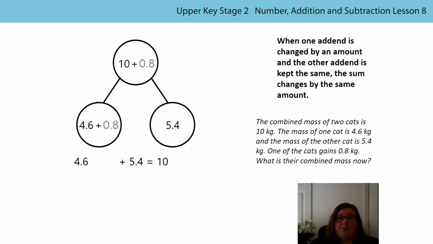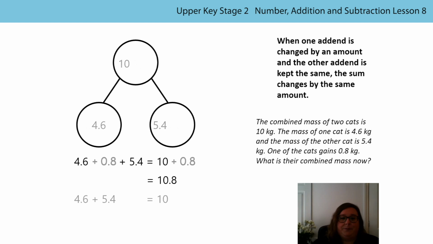So even though these are decimal numbers, the maths we had to do is quite straightforward. I just need to jot down what 10 add 0.8 is. Let's have a look at what that looks like in our equation. So 4.6 add 0.8 add 5.4 is equal to 10 add 0.8. I could have added it to the other addend, and this is what this would have looked like. 4.6 add 5.4 add 0.8 is equal to 10 add 0.8. As you can see, whichever addend I chose to add it to, I would have still got the same sum.